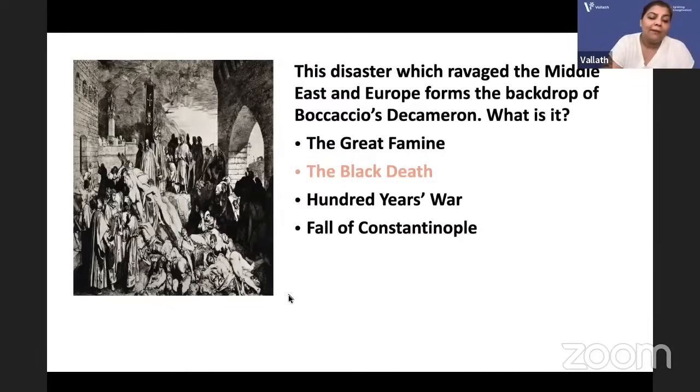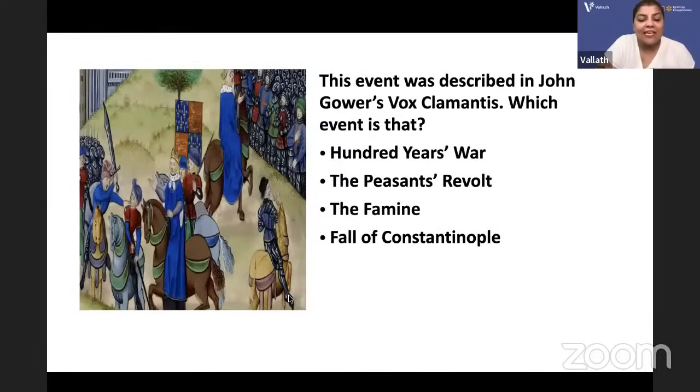So this is the Black Death. This event was described in John Gower. John Gower is a contemporary of Chaucer. John Gower is the dedicatee of Troilus and Criseyde. Remember, this event was described in John Gower's Vox Clamantis. You can see a king here. The king is getting somebody beheaded.